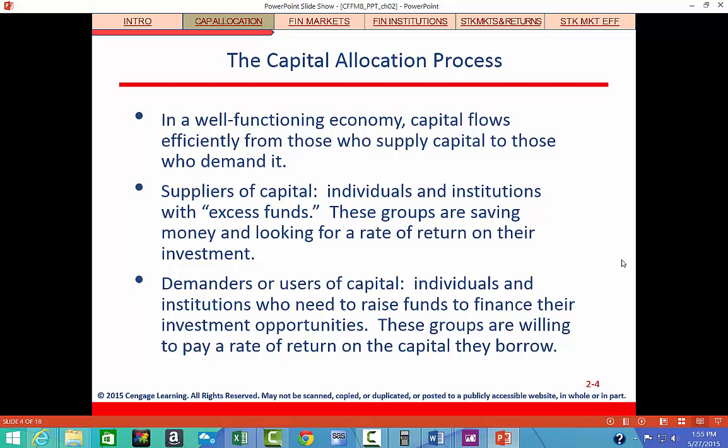It may be that a company needs to invest in some equipment to make more of the product that they're currently making. And so those people or demanders for capital, they're willing to pay a certain rate of return on the amount of money that they borrow. So you just have supply and demand forces working here.